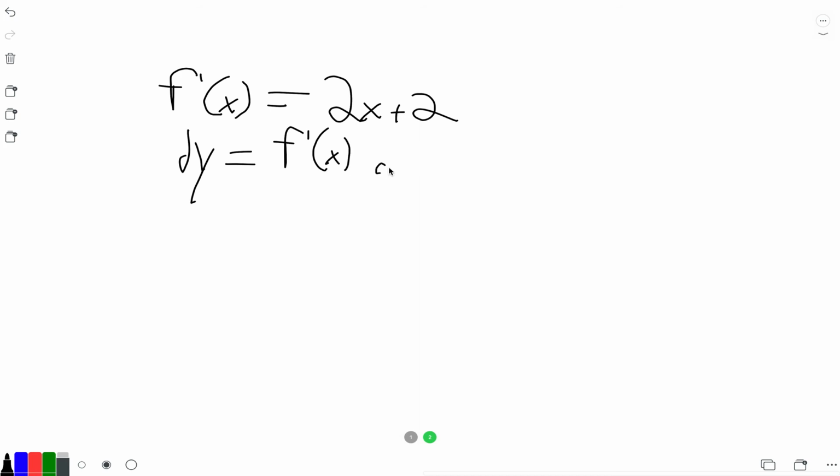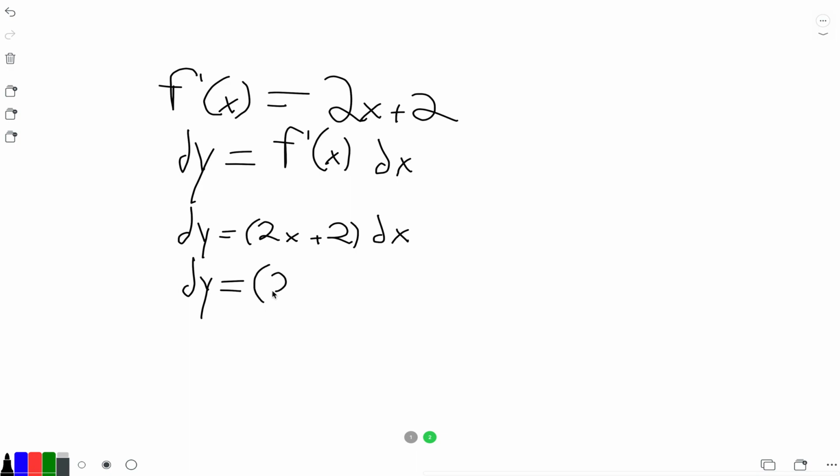Since we have the derivative of function f, we can use that value to come up with the equation dy equals (2x plus 2) times dx. Since we have the values of x equals 5 and dx equals 0.2, we simply need to plug those values into the equation and solve.